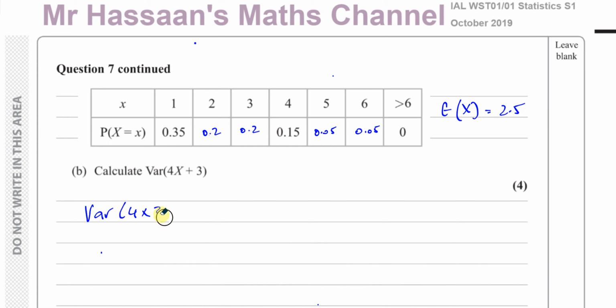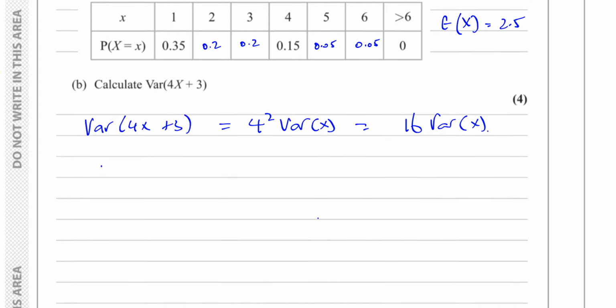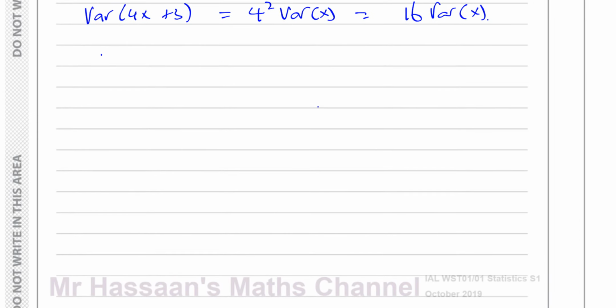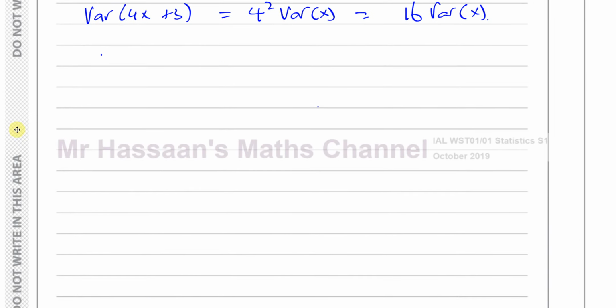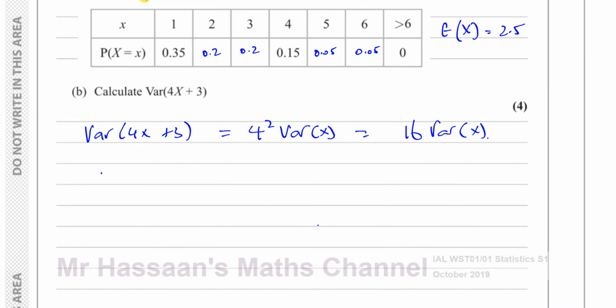The variance of 4x plus 3, as I just mentioned, is going to be 4 squared times the variance of x, which is 16 times the variance of x. So we have to concentrate now on finding the variance of x. The variance of x is going to be the mean of the squares minus the square of the mean.